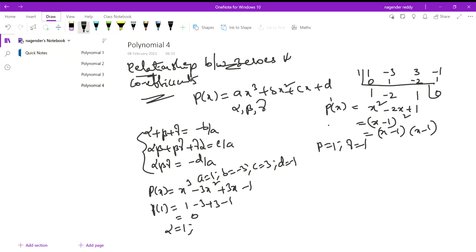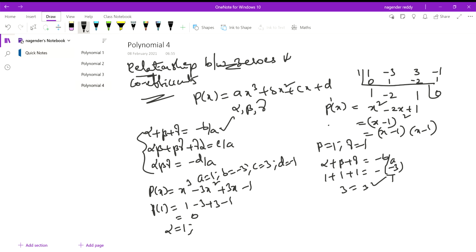Now we'll go for this condition. What is the condition? Alpha plus beta plus gamma equals minus b by a. So I'll go with the verification directly. Alpha, beta, gamma: 1 plus 1 plus 1 gives you minus of the b value. Here the b value is minus 3, so minus of minus 3 by a value 1 is 3, and that is also 3. Yes, it is verified. That is alpha plus beta plus gamma equals minus b by a, the sum of the zeros.